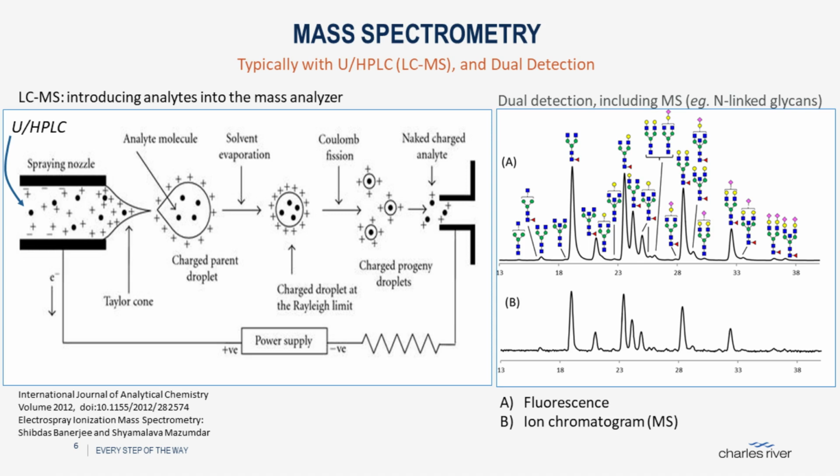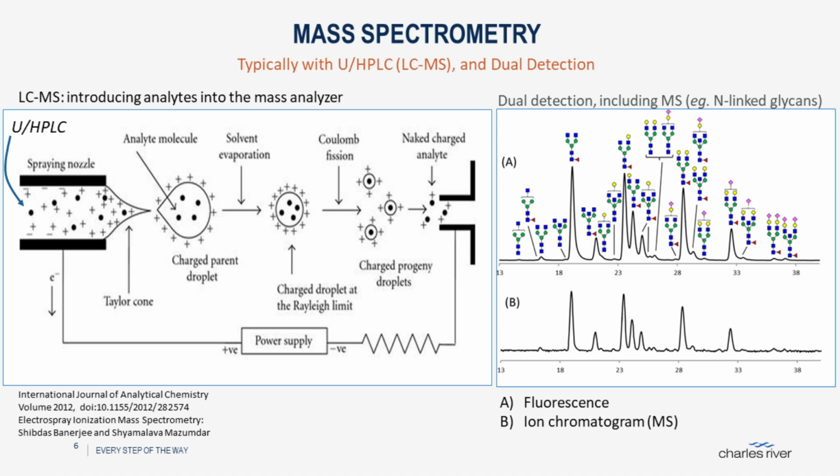Okay, so this is just a bit of a fundamental slide here describing what mass spectrometry is. Typically, it is used in conjunction with HPLC or UHPLC, ultra high pressure liquid chromatography. The other thing that I'd like to mention is that it's really advantageous to use a dual detection scheme. So that's what's shown on the right-hand slide, where the top trace, this is just showing a glycan profile, but the top trace is a fluorescence chromatogram, and then the bottom trace on the right side in labeled B is the ion chromatogram coming from the mass spectrometer. And you can see how all those peaks kind of line up with one another.